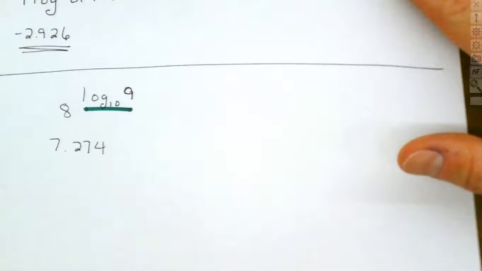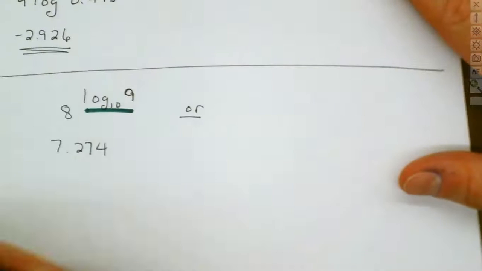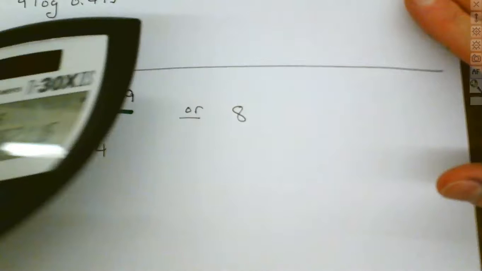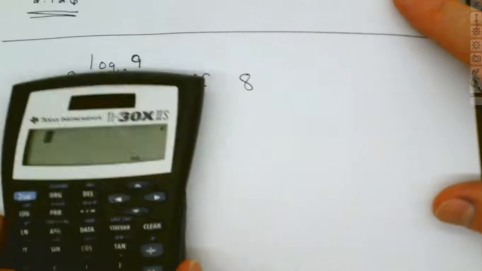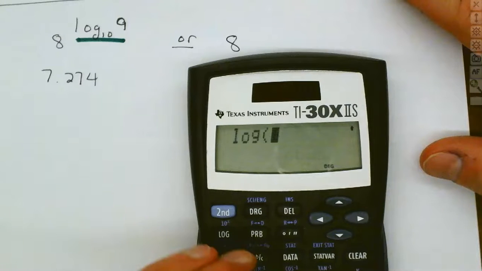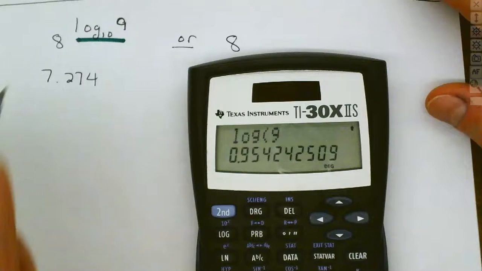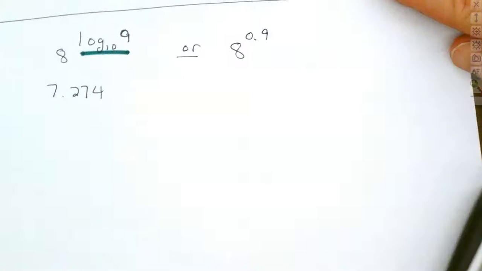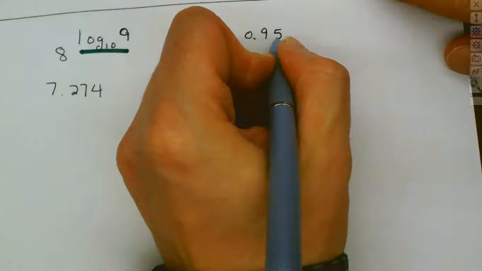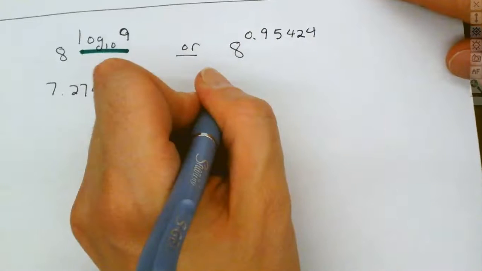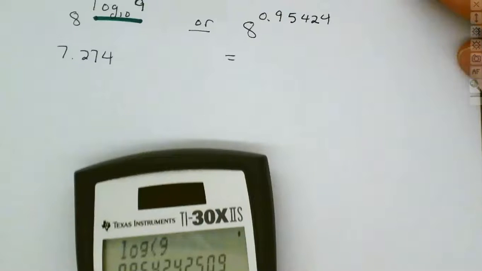Now, what's another way of doing this? If you don't want to use the memory in your calculator, you can do this. What's log of 9? Log of 9 is that. Now, take it out to at least 5 places. That way you don't lose anything for round off. And now you could just use your calculator. So either way, it's going to give you the same result.